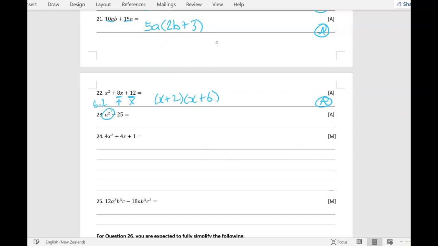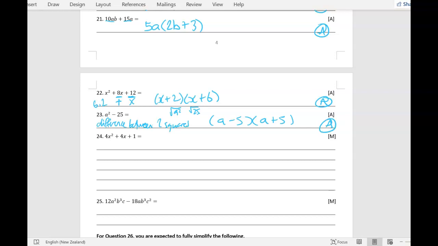We've then got another one, a squared. A lot of us got a bit confused about this one. Minus 25 tells us it's a difference between two squares. So the square root of a squared is a. So if you put in your brackets, a on the front of each. Square root of 25 is 5, so minus 5 and plus 5. If you got that, you got an achieved one there.